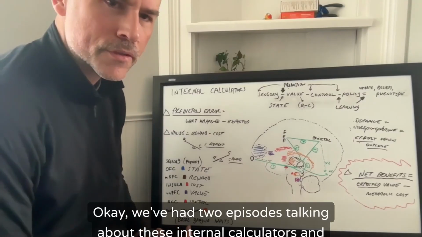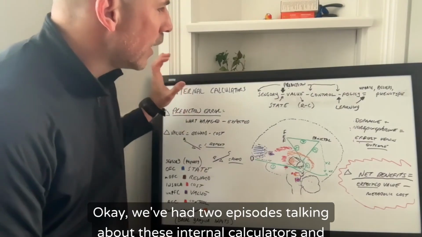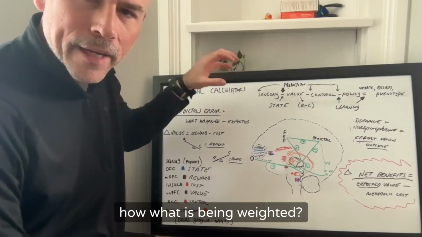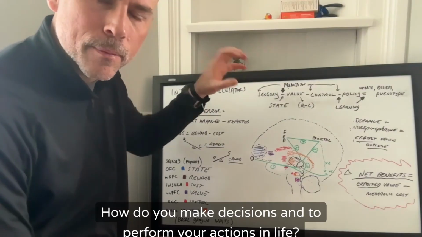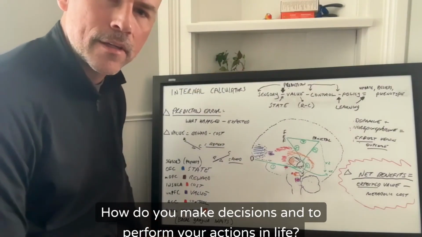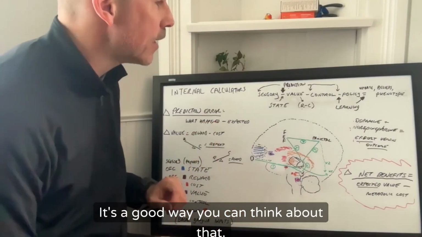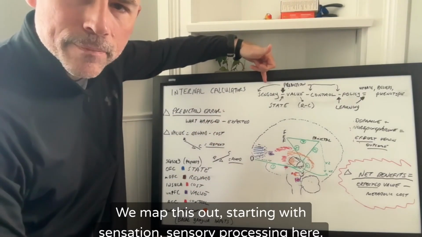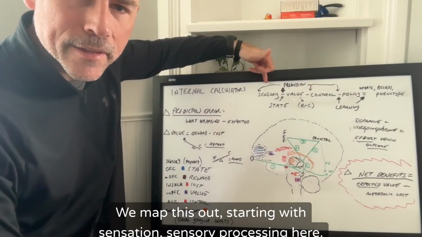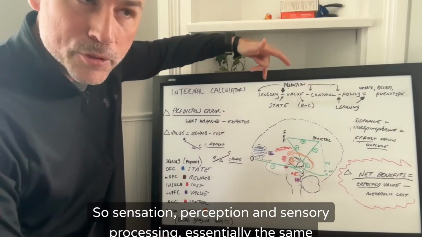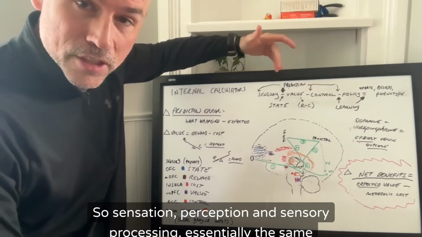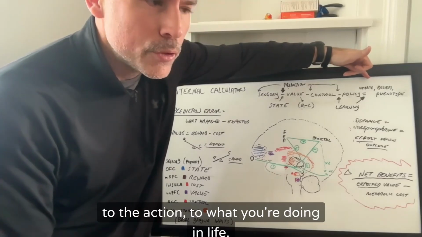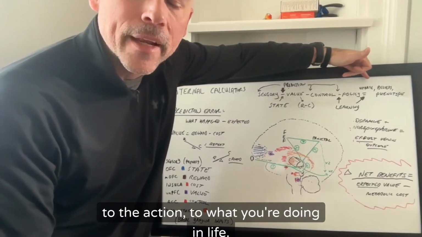Okay, we've had two episodes talking about these internal calculators, how what is being weighted, how you make decisions and perform your actions in life. It's a good way if you can think about that. We map this out starting with sensation, sensory processing here. So, sensation, perception and sensory processing are essentially the same thing. We built what leads up to the action, to what you're doing in life.